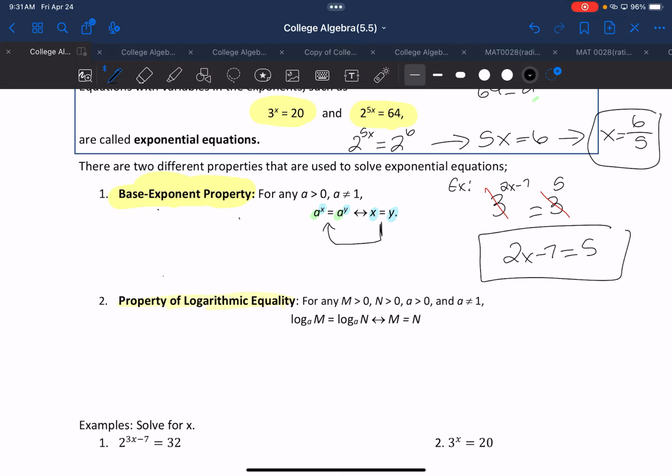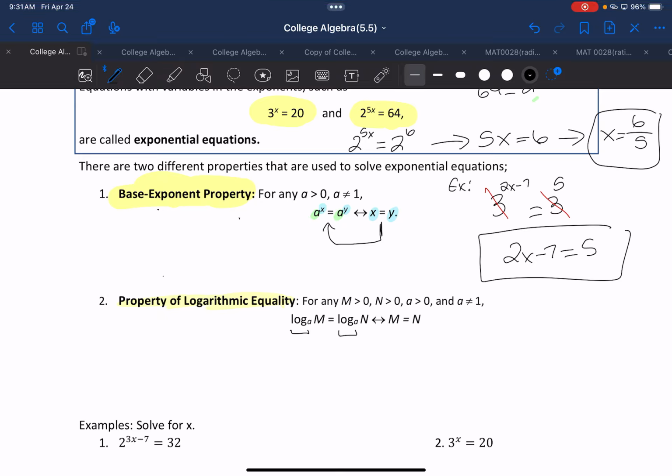This means that if I have log base a of m equal to log base a of n, so I have a log expression on both sides of the equal sign and they both have the same base a, well then I can just cancel the log base a and m would be just equal to n. So we're actually going to use this property whenever we're solving the logarithmic equations.